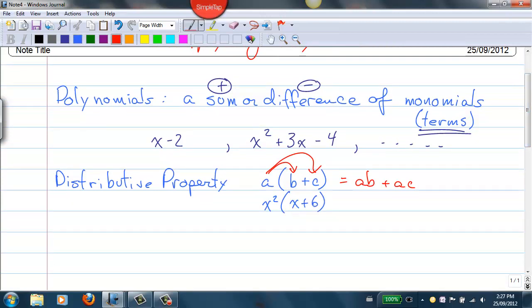So for x squared times (x plus 6), we would go x squared times x to get x cubed, and x squared times 6 to get 6x squared. Excellent.